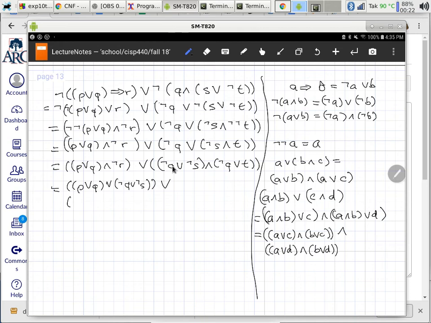The second one, so I'm dealing with the second one, which is B versus C. Our B is just not R. So we have not R or not Q or not S.